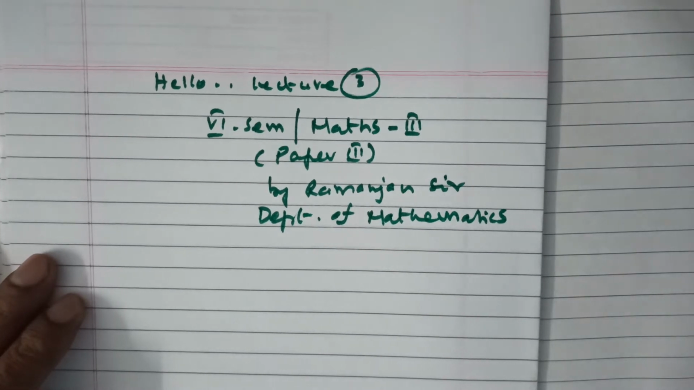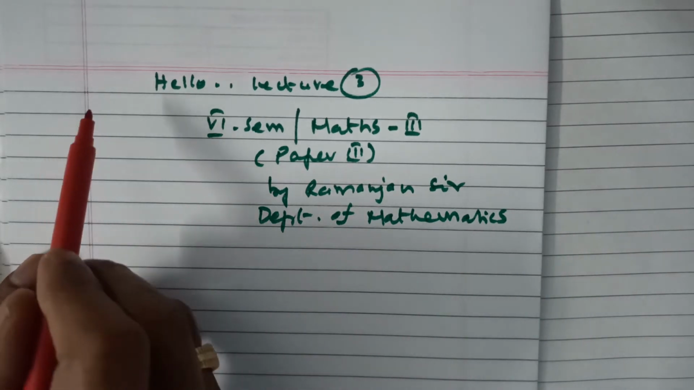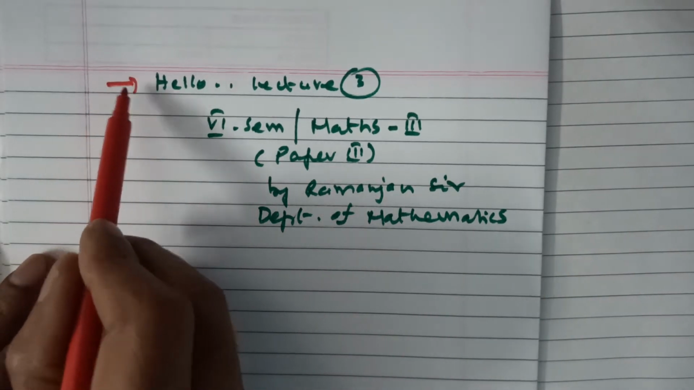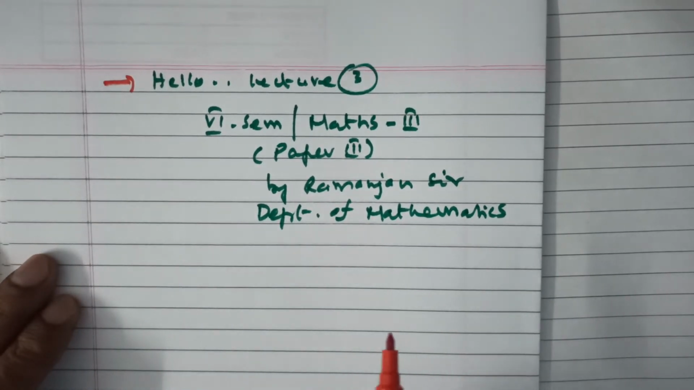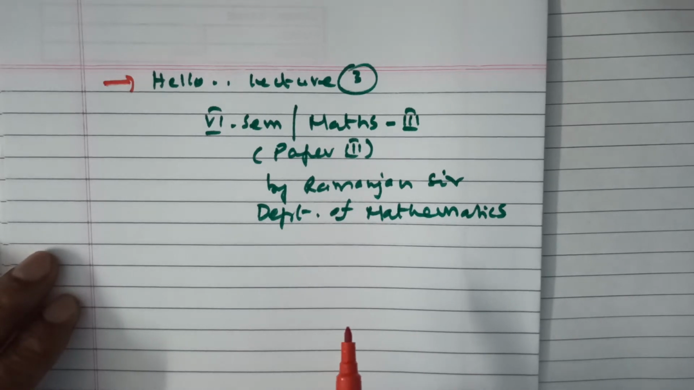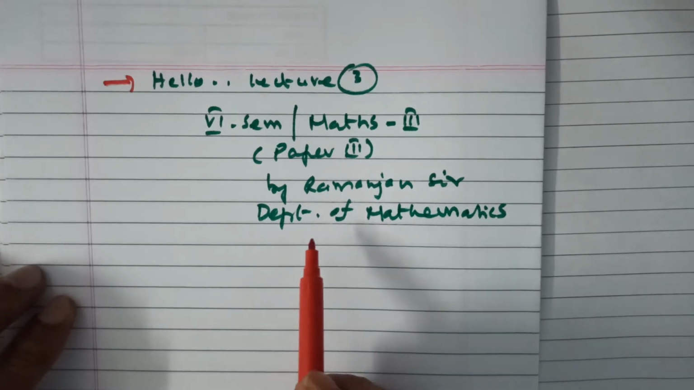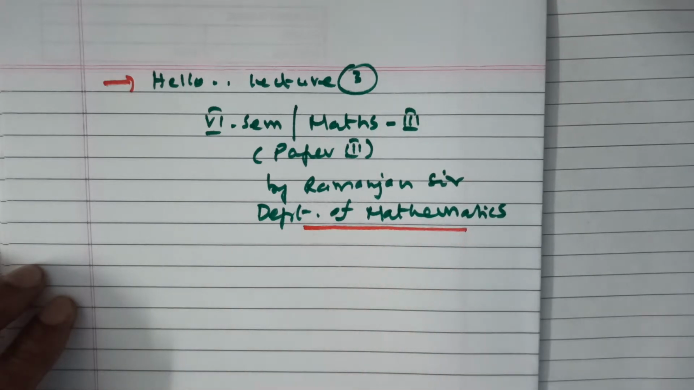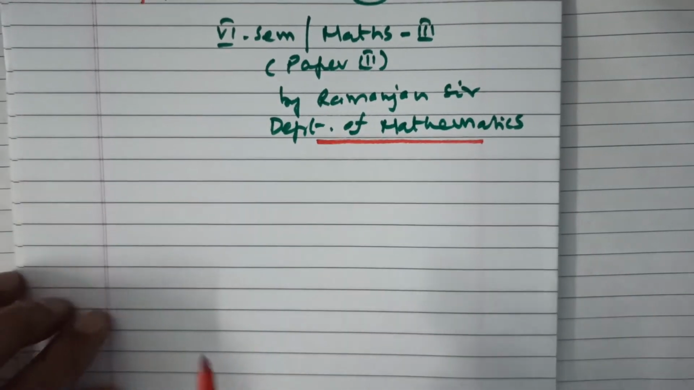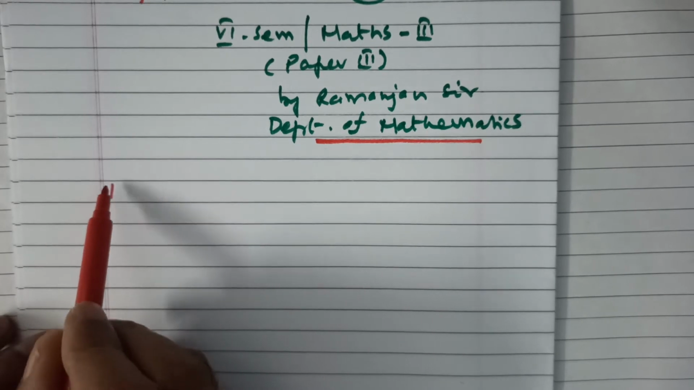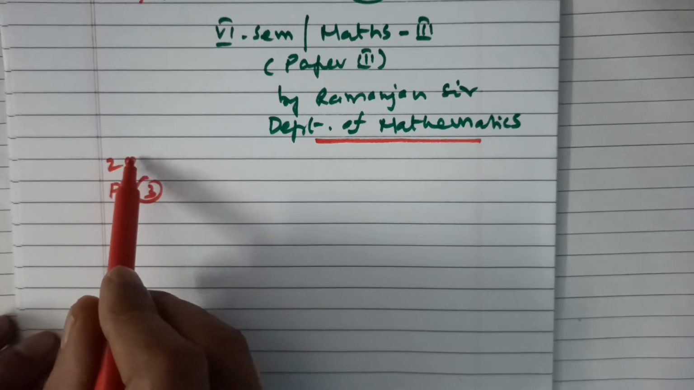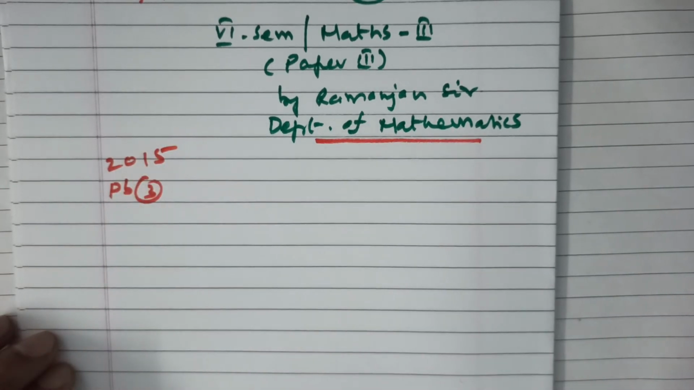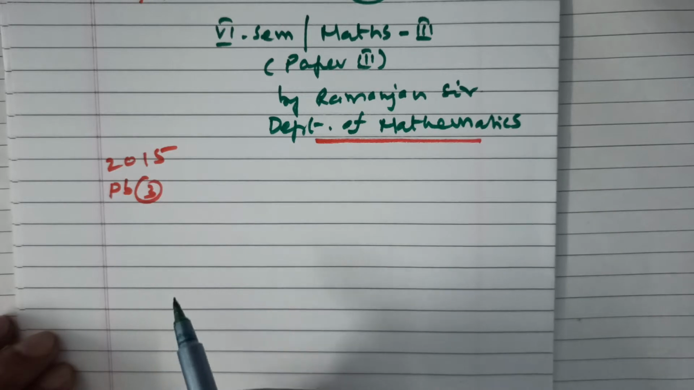So in lecture 2, we discussed two problems to show that the tau is a topology on the given set. Whereas now, problem 3, it was asked in 2015. So see the problem.